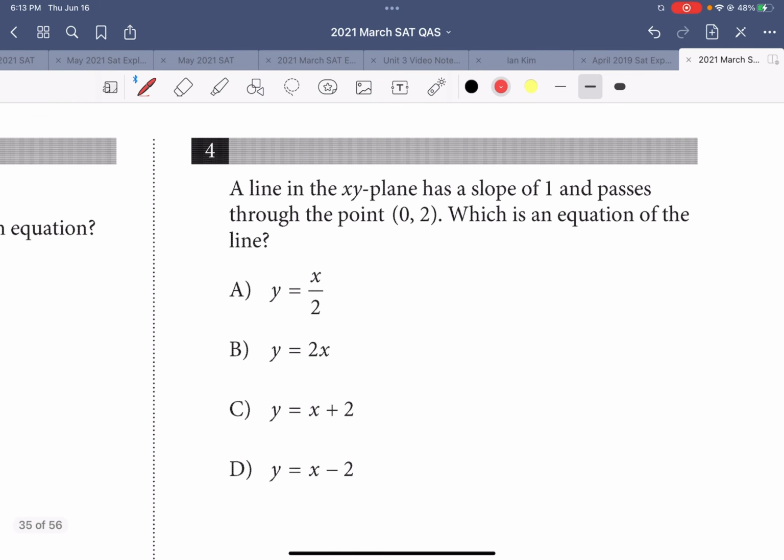Number 4. A line in the xy plane with slope 1 passes through 0, 2. So this is a y-intercept, because when x equals 0, the y value is 2. So use mx plus b. Slope is 1, so y equals x. Y-intercept is 2. So the answer is C.